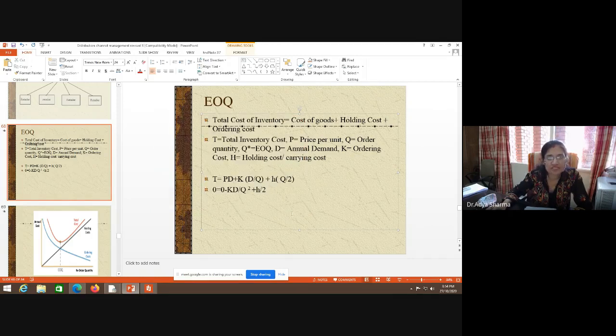So this is our equation, and obviously if you solve it, I'm sure you people can solve it after I have differentiated it, you will get that EOQ squared is equal to 2DK by H. This is your EOQ equation, so EOQ is equal to square root of 2DK by H.